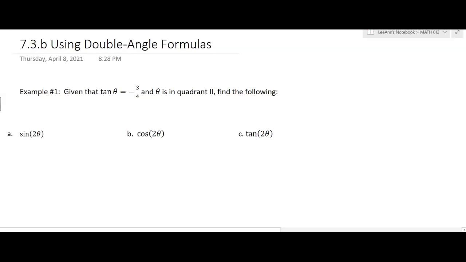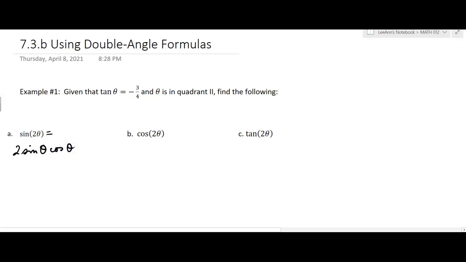So now we have double angle formulas, so we can use them. And actually in this problem, they're going to have us use all three of them. So that will be fine. We can write them down. So we know the sine of 2 theta is 2 sine theta cosine theta.